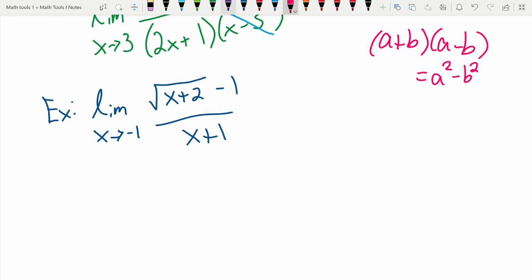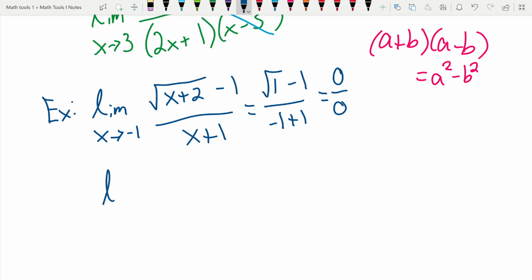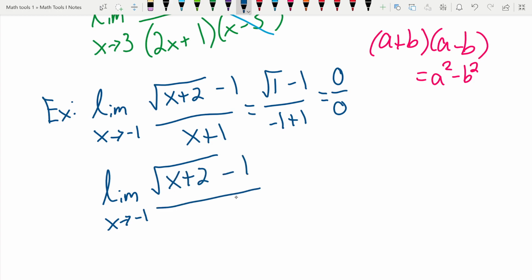Well, first of all, let's just go ahead and do the direct substitution just to make sure that we do get that 0 over 0 form. So this is going to be -1 plus 2, which is 1 on the inside there, over -1 plus 1. Square root of 1 is 1, so that's 0 over 0. So now we go ahead and look, okay, there must be some algebra we can do, but there's no factoring that we can do, right?